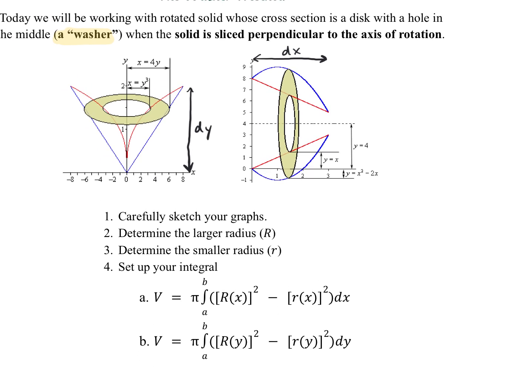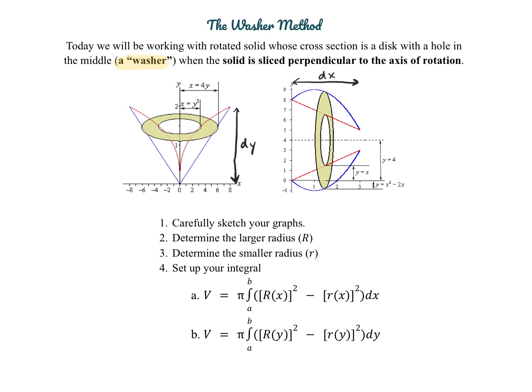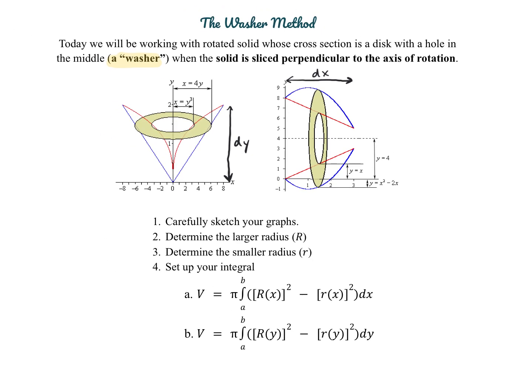And then from there, we just do pi large radius squared minus pi small radius squared, and I'm always going to factor out the pi and put it out front, and then we integrate over our area. So again, we just need to make sure we're able to define our radius with respect to the correct variable, and then the setup is very similar to the disk method that we learned last lesson.